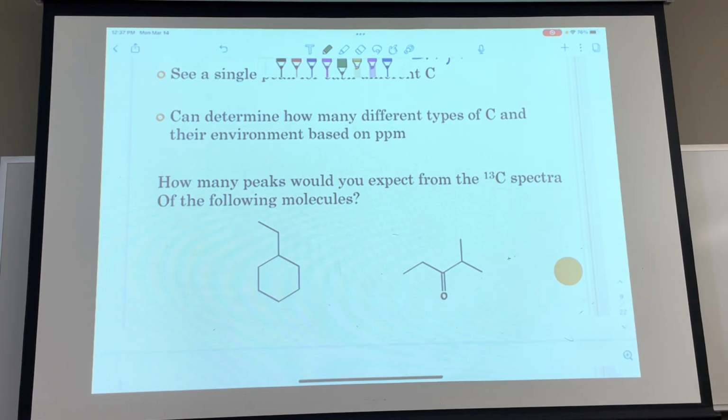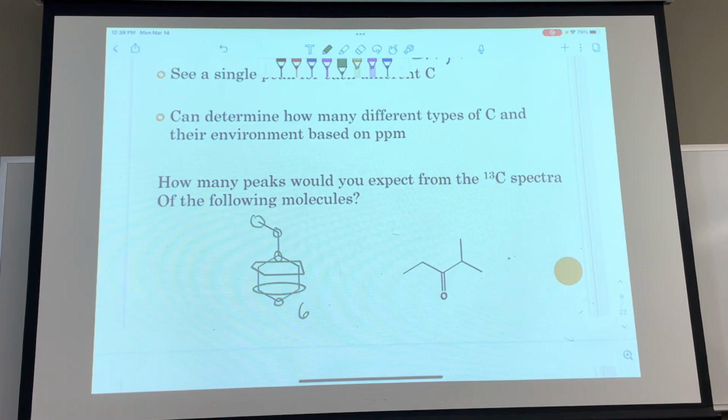So how many do we think for that first one? 6. Yeah, let's see, I think that's right. 1 there, 2, 3, these two would be equivalent. And then those two would be equivalent. Okay. So, yeah, 1, 2, 3, 4, 5, 6. So I think we would see 6 distinct peaks for that.